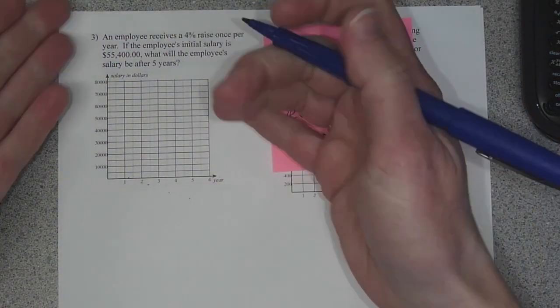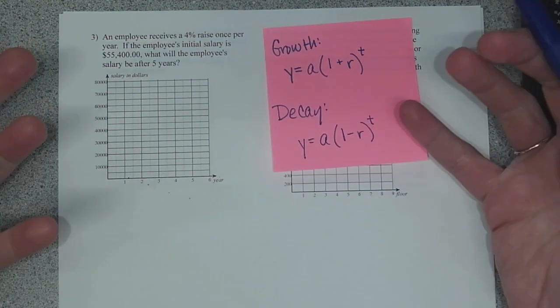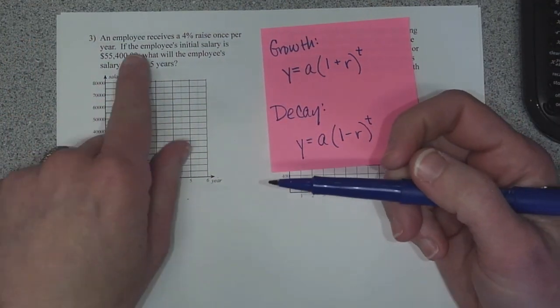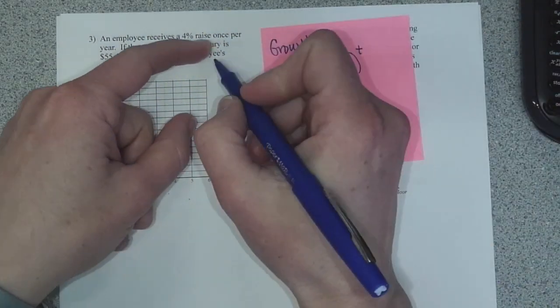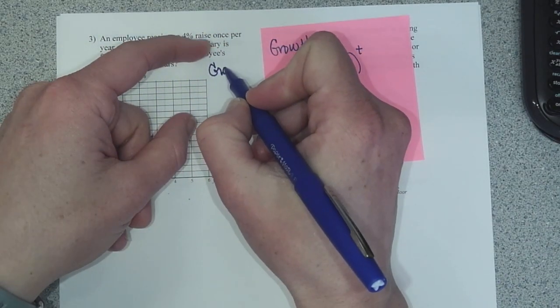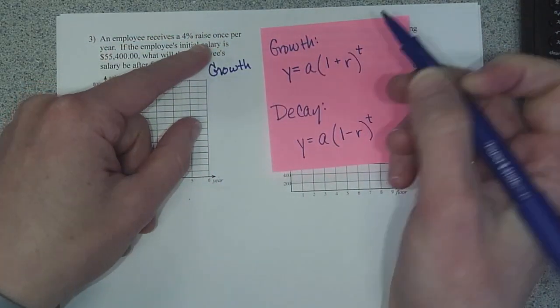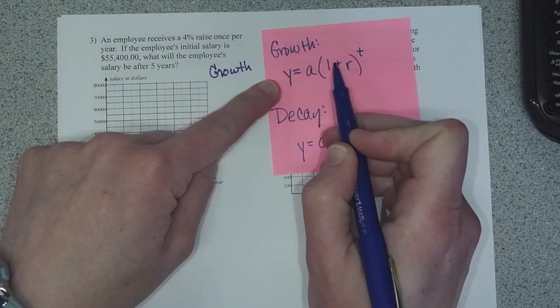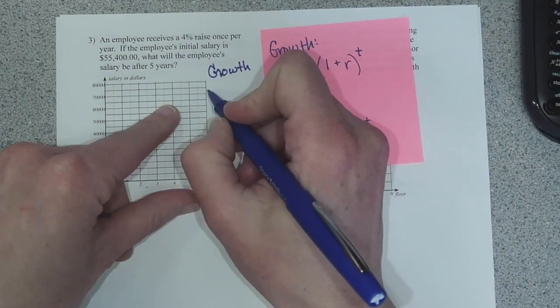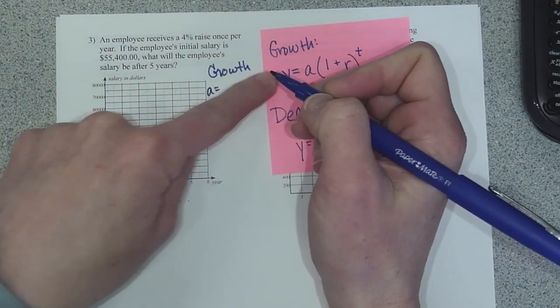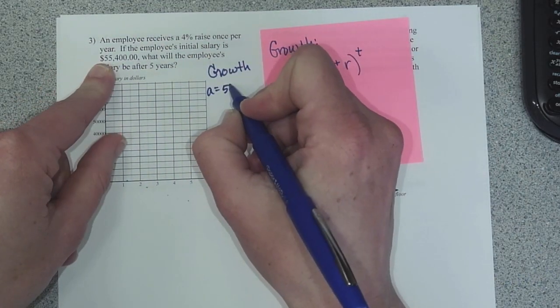So is this growth or is it decay? Is it getting bigger? Is it getting smaller? It says he receives a raise, so that's going to be growth because his salary is getting bigger. So we're going to use this guy. The equation with the plus sign is always the one for growth. Okay, now what is our value for A? What's the initial amount? That looks like 55,400.